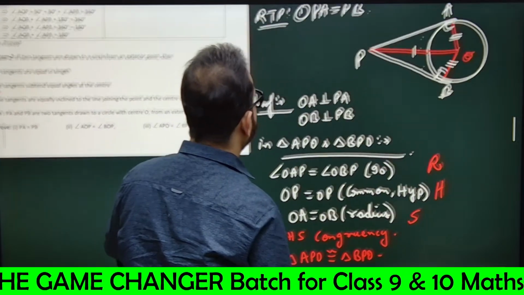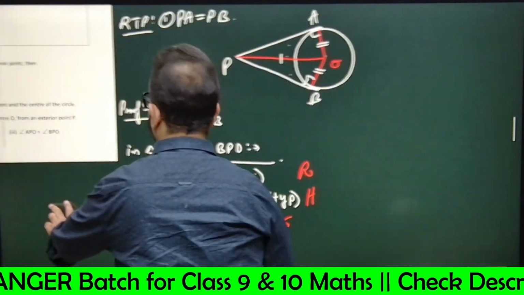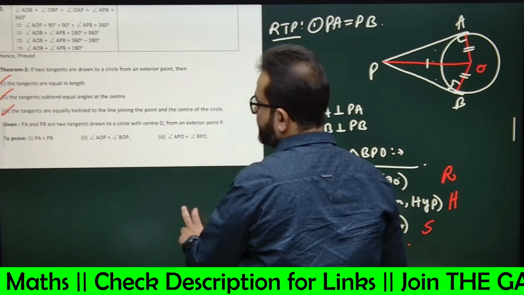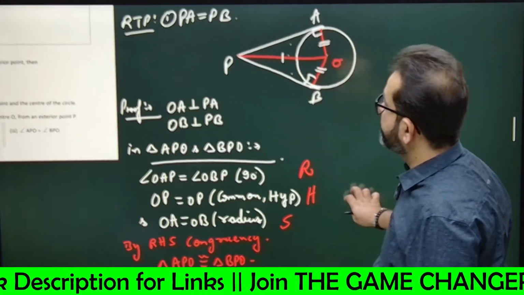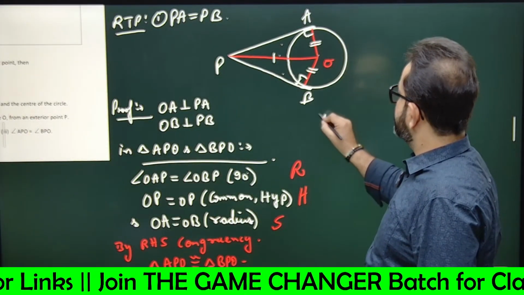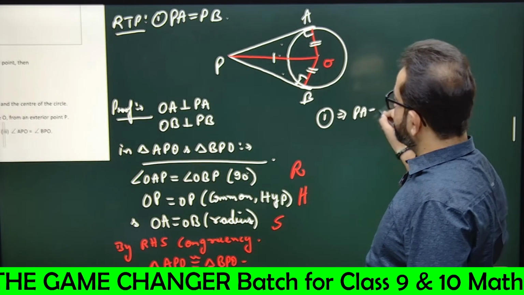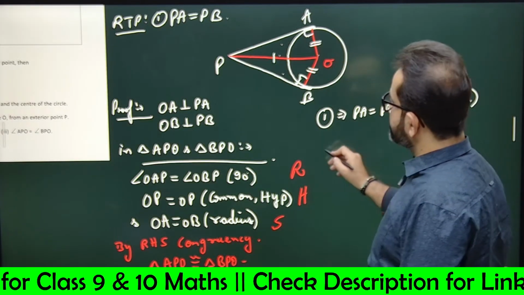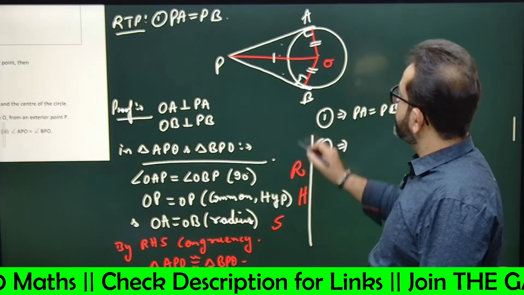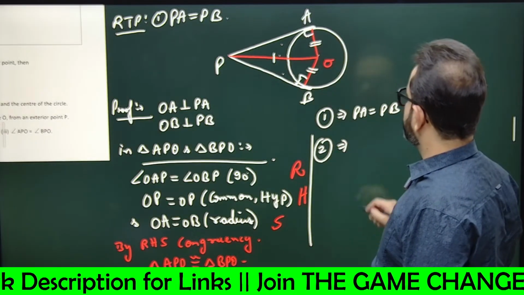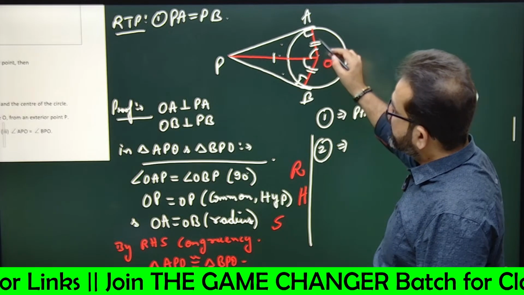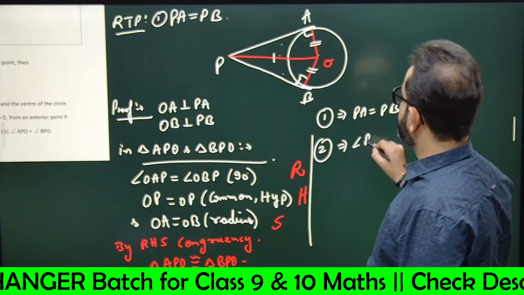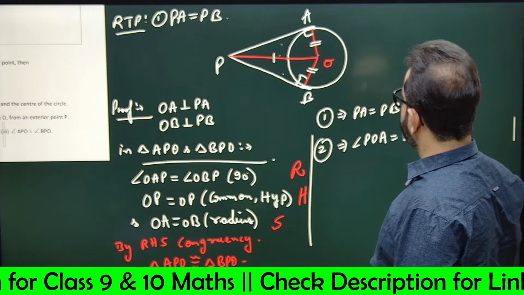It implies, very simply, we can write everything. They were saying tangents are equal in length, tangents subtend equal angles at the center. First point, it implies PA equals PB, hence proved by CPCT: corresponding parts of congruent triangles are equal. Second point, it implies what? These angles will be equal, yes or no? That means the tangents are equally inclined at the center. That means angle POA equals angle POB.